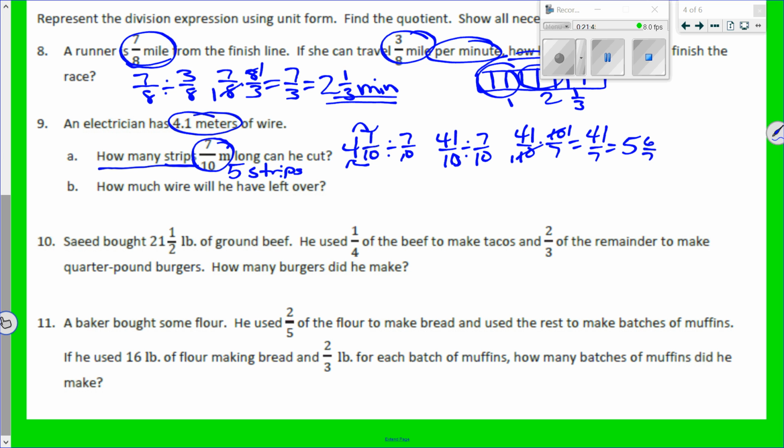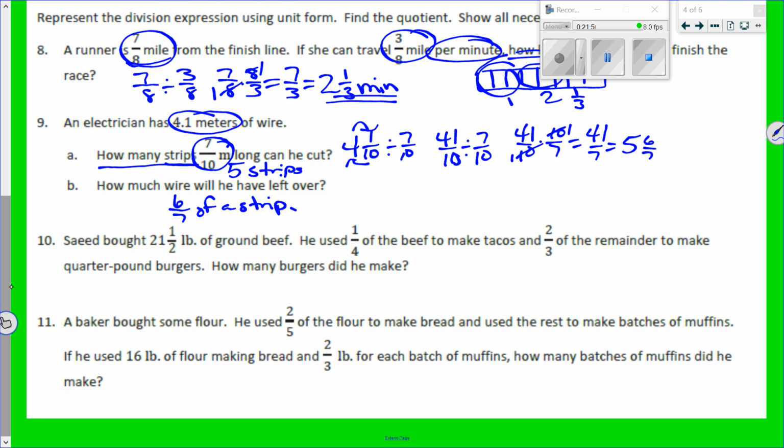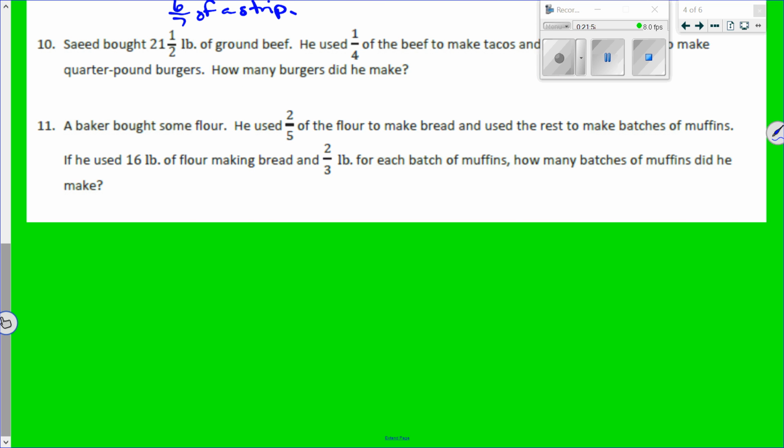How much is left over? 6/7 of a strip. Okay? Can't use the units. I'd have to do a whole other conversion to make that into meters. But that gives you the general idea.